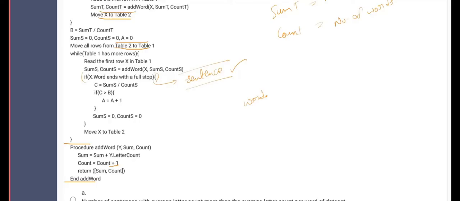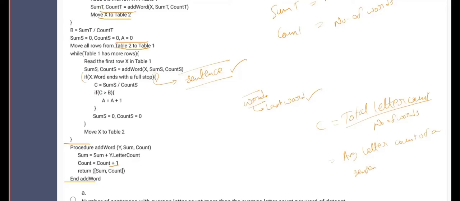This ends with a full stop, that means this is the last word. So what does C store? C stores the total letter count by number of words. So what does this mean? This means the average letter count of a sentence, right? This is nothing other than the average letter count of a sentence, which is C.